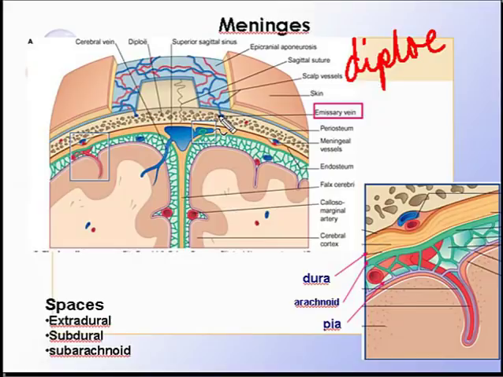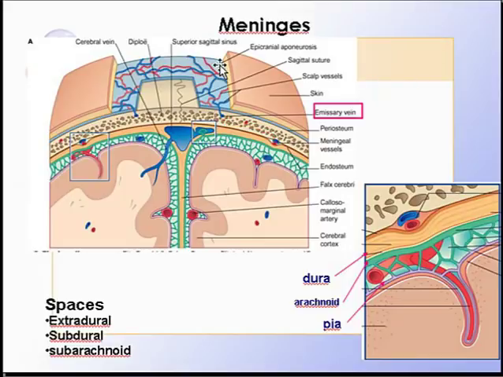Now this connection is important because if there's any infection in the scalp, that can spread to the bone marrow or the diploe. Now these meningeal blood vessels also have connections with the diploic veins. So you can see that from the scalp the infection could spread into the diploe. From there it could spread into the meningeal veins, and from there it could spread into the meninges. So that's why the emissary veins are important, and scalp infections can prove to be extremely dangerous.